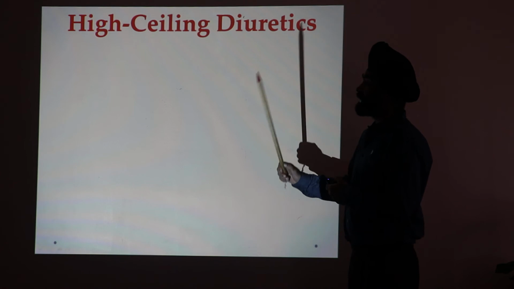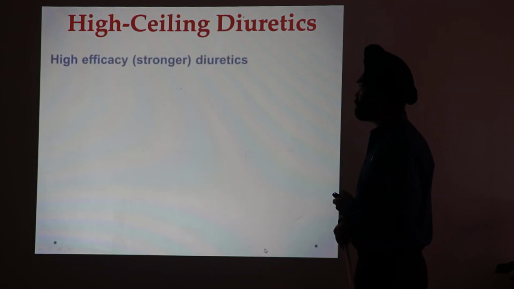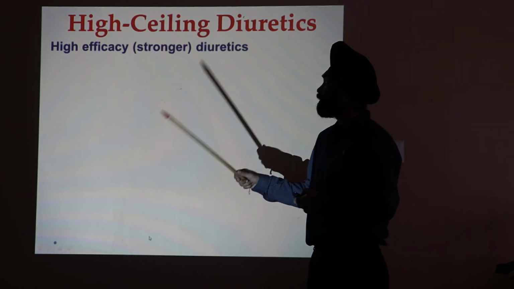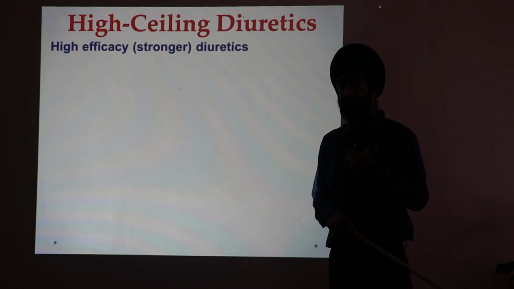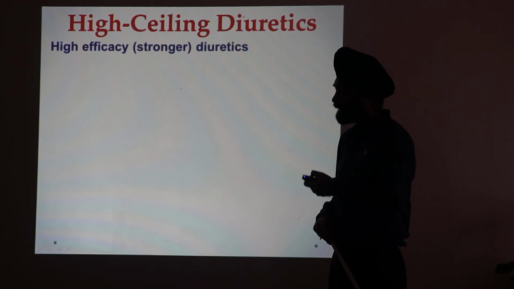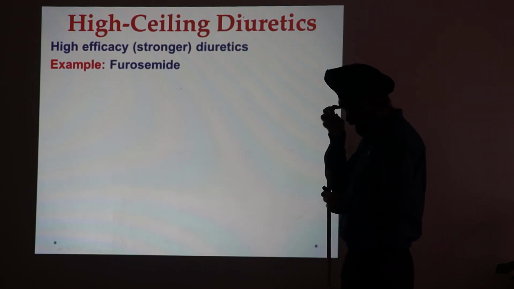Now coming down to another category of drug, high ceiling diuretics. High ceiling means highly efficacious, very strong diuretics. Their effect is much stronger than the thiazides. They are strong diuretics. An example is furosemide.